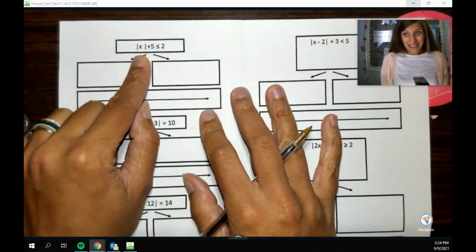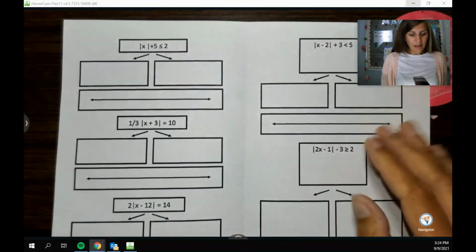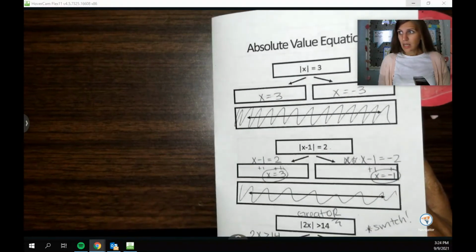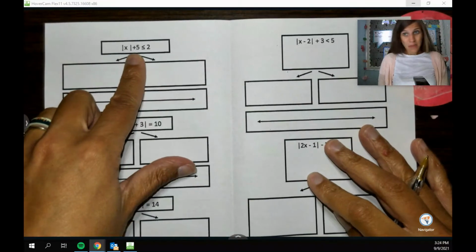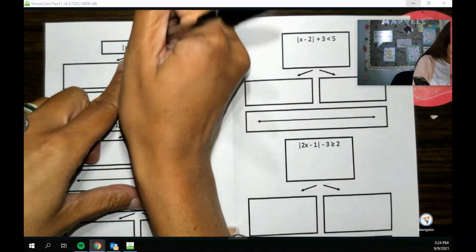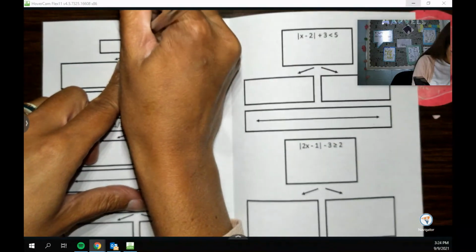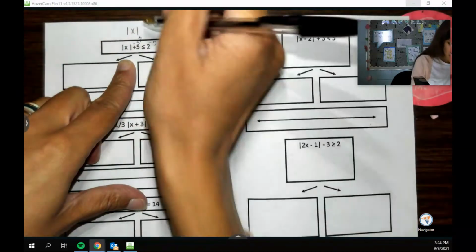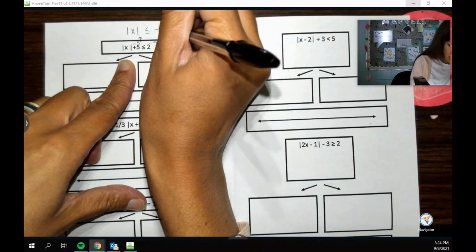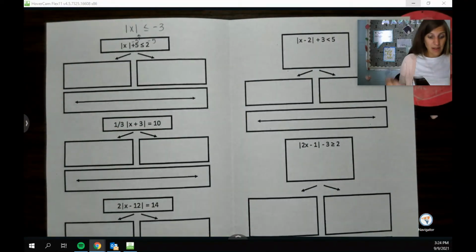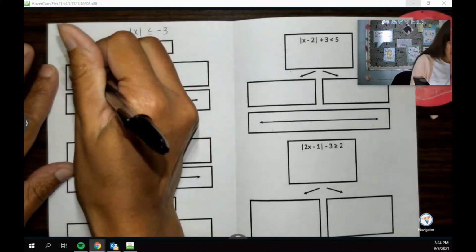Something like this next one is a little different. And the reason it's a little different is because all the numbers so far have been inside the bars, but this plus 5 is not. And so you actually do have to get rid of that first. So I would need to subtract the 5 on both sides, and then I'd have absolute value of x is less than or equal to negative 3. And then I would go about solving the same way. So now that my bars are alone, I'd say that x is less than or equal to negative 3.